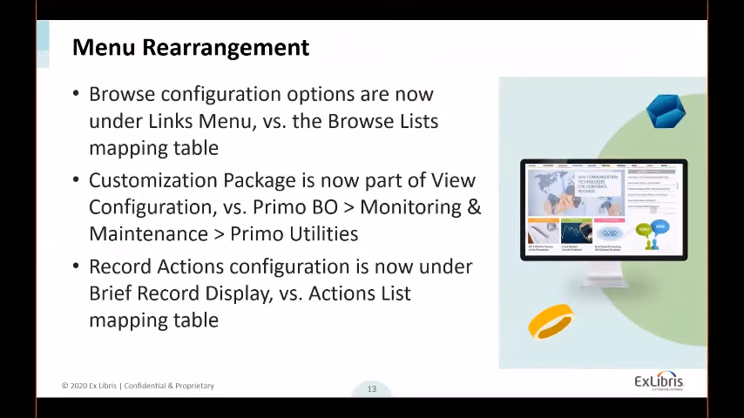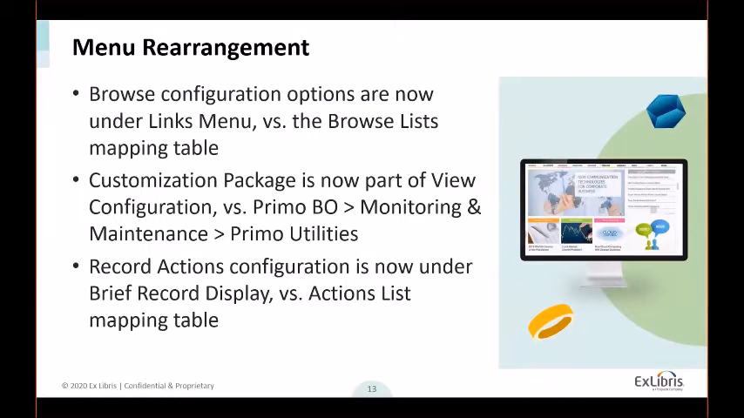Now, as I mentioned earlier, Primo VE view configuration is not identical to your familiar Primo backoffice views wizard. Settings and menus have been rearranged and relocated in order to offer a more intuitive and convenient experience. Here are some examples. Primo VE's browse search configuration options are now under the Links menu, as opposed to the browse list mapping table in Primo backoffice. The customization package manager is now part of the view configuration, as opposed to the Primo utilities section under monitoring and maintenance in Primo backoffice.